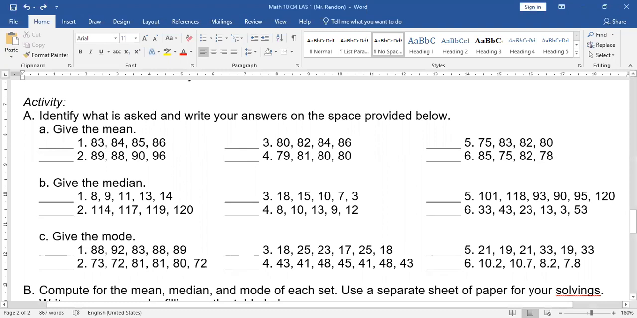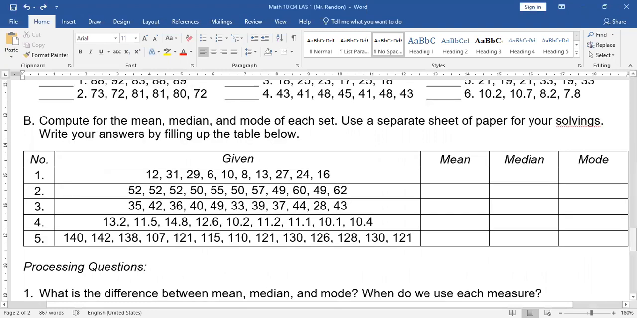And then for letter B, you are now given a larger set of numbers, of raw numbers or ungrouped data. Still, you have to compute for the mean, median, and mode of each set. Okay, now you use a separate sheet of paper for your solvings and then write your answers by filling up the table below. So there are 3 columns. Column 1, you write the mean of the data set. Column 2, you write the median of the data set. And then for column 3, you write the mode of the data set.